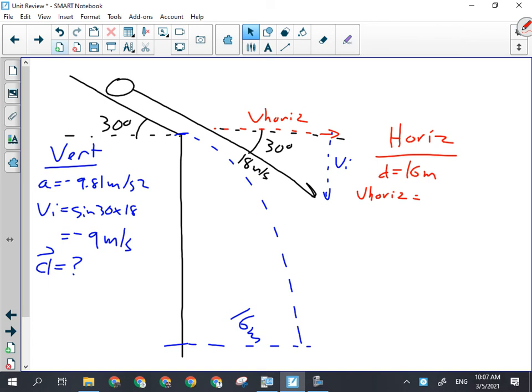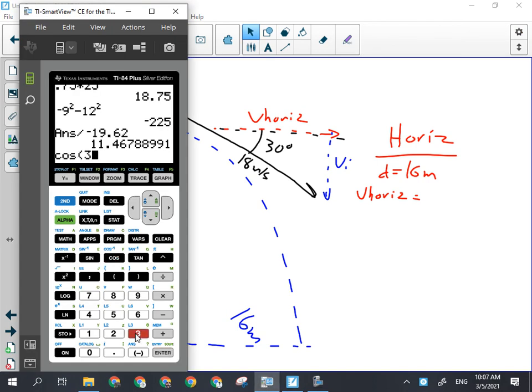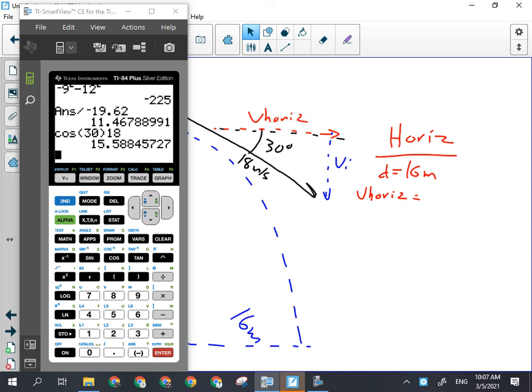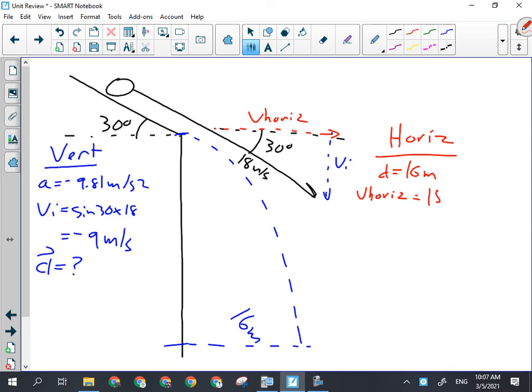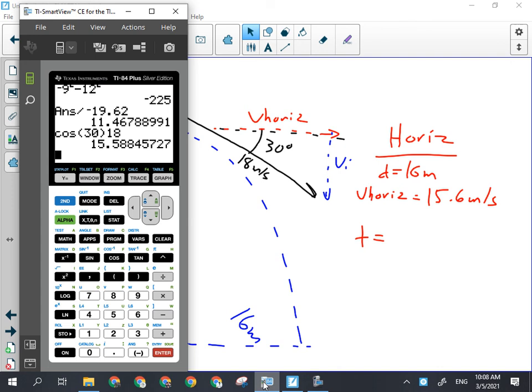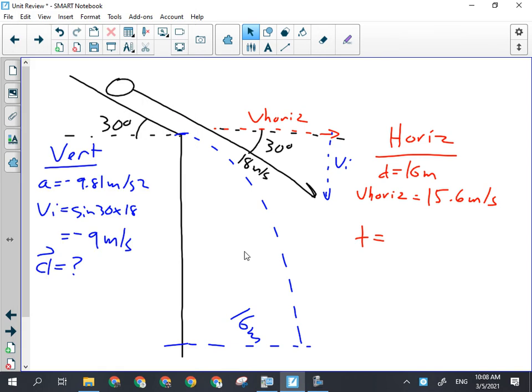So that'll be the cos of 30 times 18. So 15.6. Okay, so we have 15.6 meters per second as our horizontal velocity. Now we know what our horizontal distance is. So now we calculate our time. It's going to be pretty small, close to a second. Okay, so we got d over v, 16 divided by our answer there. Okay, so 1.02 seconds. That I can bring back over to my vertical information.